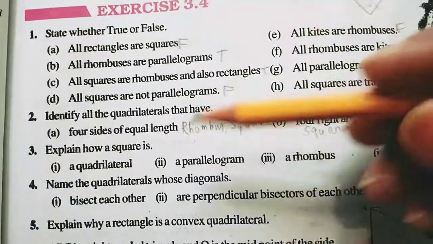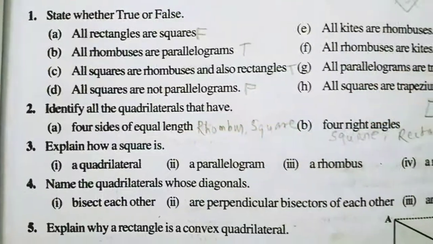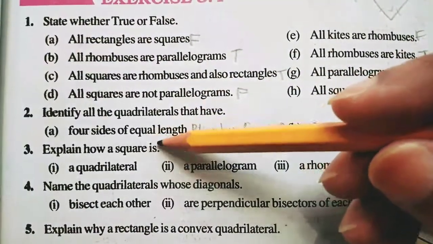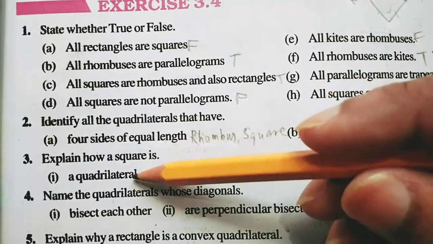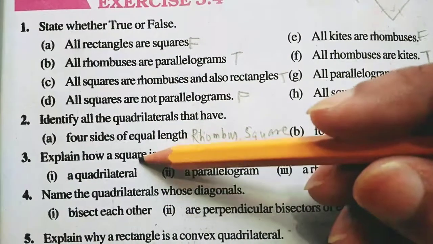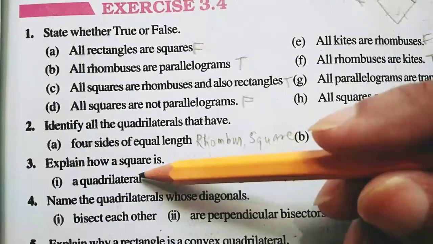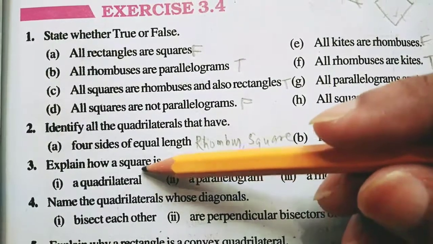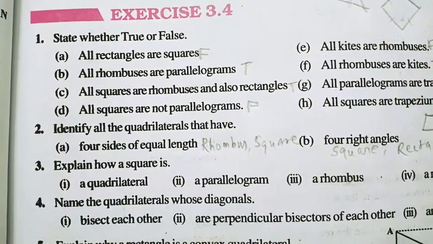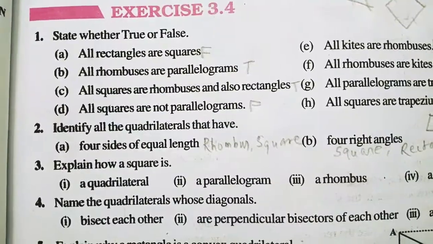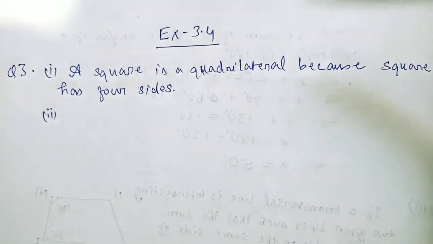Now next question number 3. Explain how a square is. That means you have to explain one by one. 1, 2, 3, 4. 4 conditions are given for how a square is a quadrilateral. That means how can you say that a square is a quadrilateral? You have to say that a square is a quadrilateral because it has four sides. Quadrilateral means any closed figure which has four sides. So a square has four sides, that's why it is a quadrilateral. So in this way you have to give the reason one by one. So students, you have to write like this: square is a quadrilateral because a square has four sides.